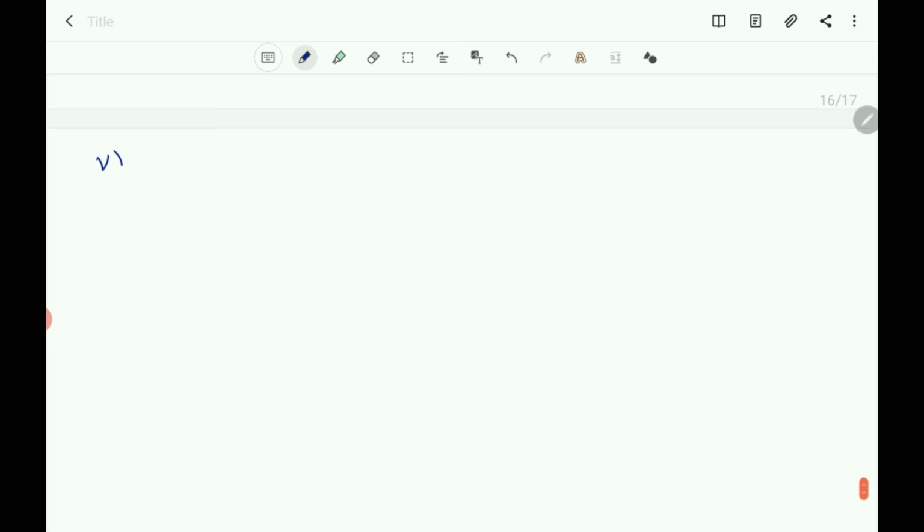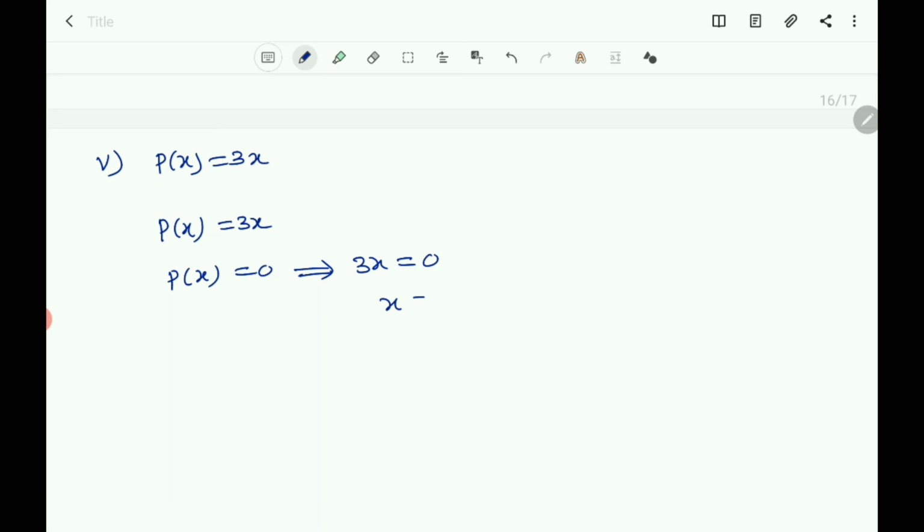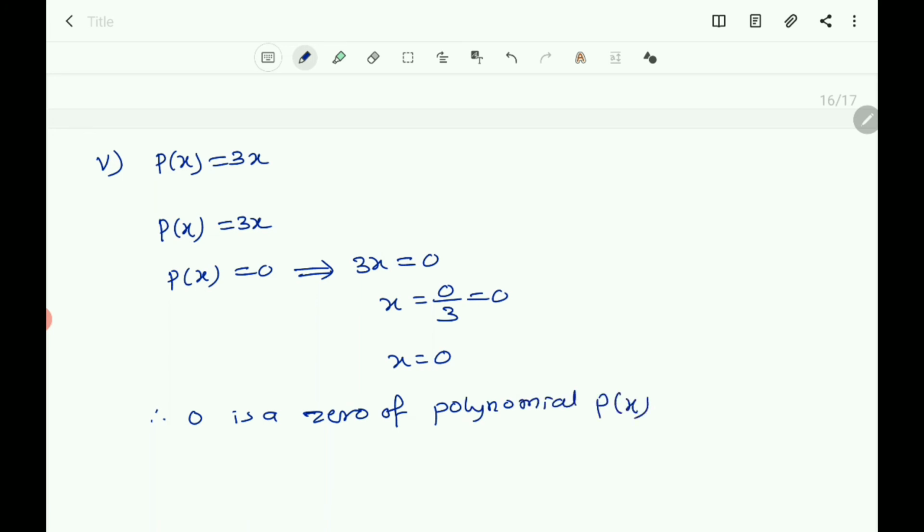Next, fifth one. P of x equals 3x. So you take P of x equals 3x. P of x must be equal to 0 for some value of x. That implies 3x must be equal to 0. Then x equals 0 by 3, that is equal to 0. So you got x equals 0. So 0 is a root of the polynomial P of x. Therefore 0 is a 0 of polynomial P of x here.